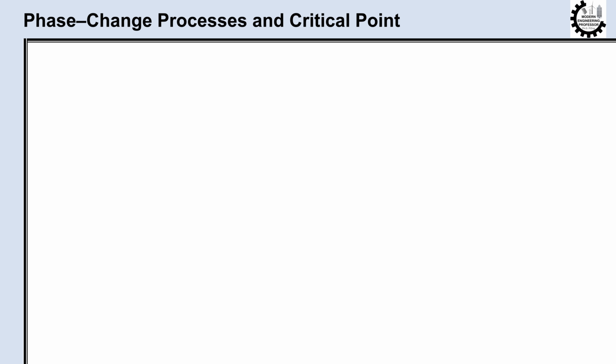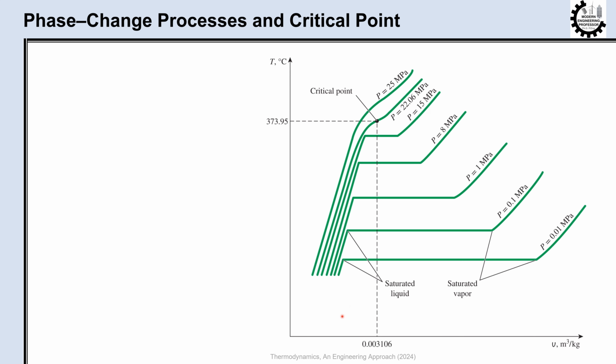We explained the phase change process for water on a temperature-volume diagram at 1 atmospheric pressure. Now we discuss the same process at different pressures as shown in this graph. As you can see, at higher pressures, the vaporization process occurs at higher temperatures. Also, the specific volume of the saturated liquid is larger, and the specific volume of the saturated vapor is smaller at higher pressure. This results in shorter horizontal lines representing the vaporization process.